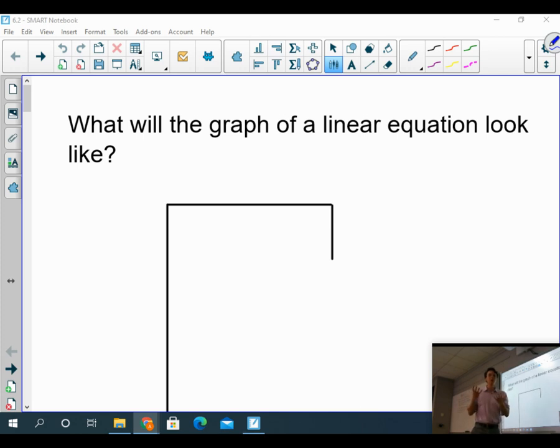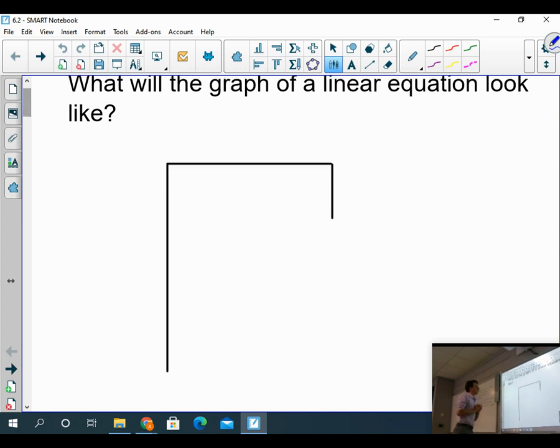Chapter 6 is all about linear equations. There are three different forms we see for algebra. We're going to examine the first of the three today. But first things first, let's talk about what the graph of a linear equation will look like.